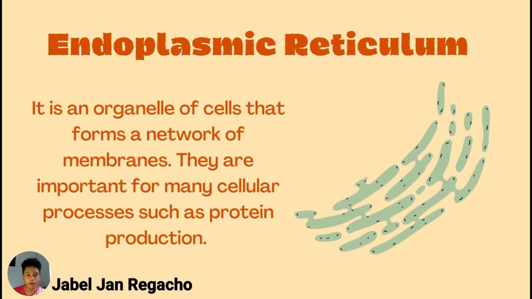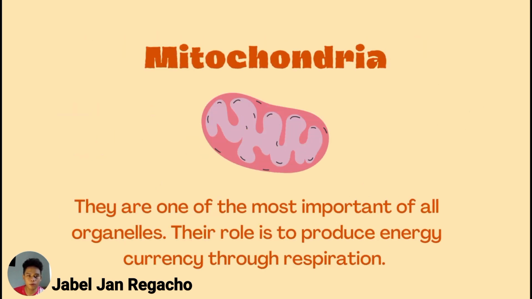Moving forward, endoplasmic reticulum. It is an organelle of cells that forms a network of membranes. They are important for many cellular processes such as protein production. There are two types of endoplasmic reticulum. One is the rough ER. The rough ER has ribosomes attached to its surface and is responsible for protein production and protein modification. Another type is the smooth ER. The smooth ER doesn't have any ribosomes attached to its surface, and its main role is to store calcium and synthesize lipids.